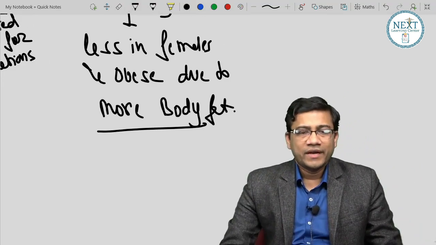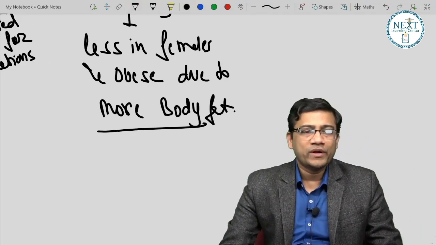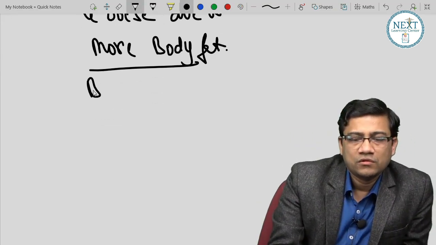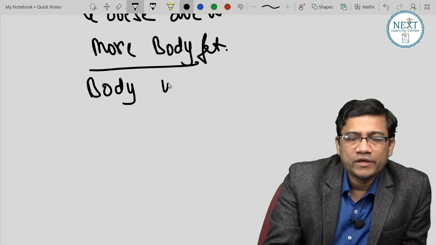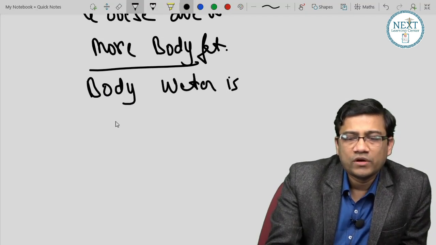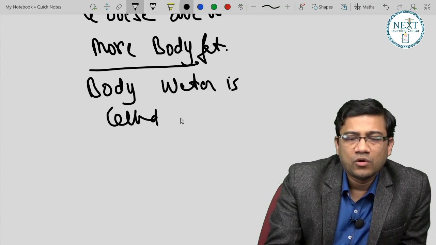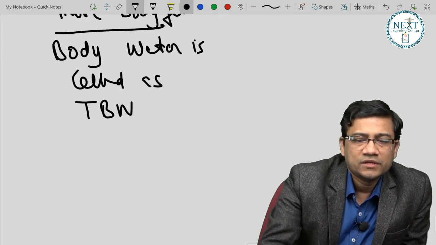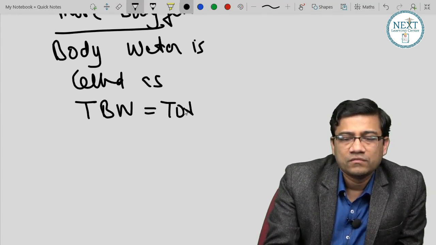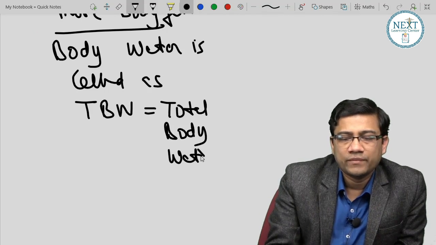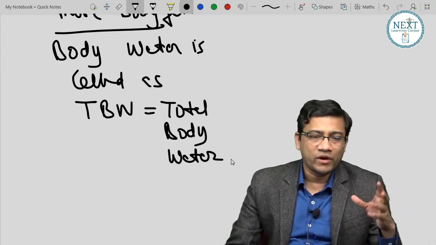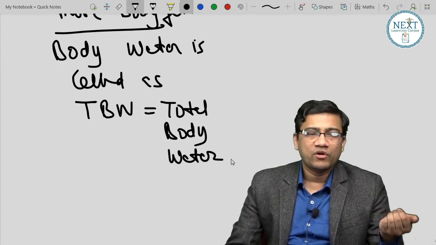Next is the body water. What is it called? Body water is called TBW, that is total body water. So whatever water is there in the body as part of the body weight is called total body water, or TBW.